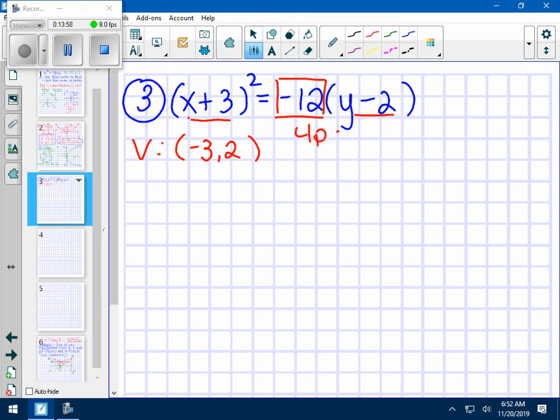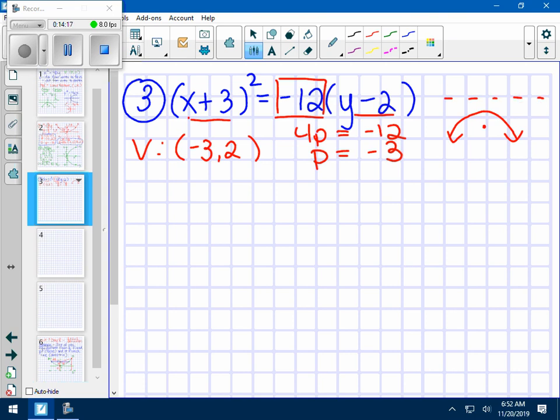So if 4p is equal to negative 12, that tells you that p equals negative 3. If p is negative, what I'm hoping that means to you in your mind is that x squared is one of those that's going to open up or down. But when p is negative, we're definitely getting a graph that looks like this. It's going to open down in this case.